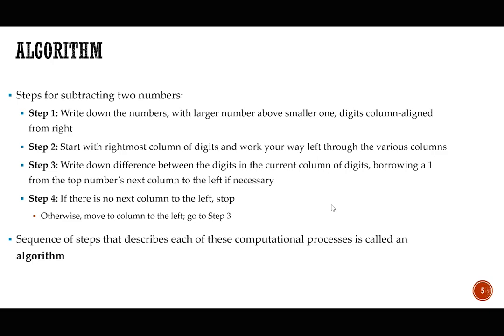So a sequence of steps that describe each of these computational processes is called an algorithm. So this algorithm, what we discussed here, has 4 main steps. And if you follow these steps, then you should be able to subtract 2 numbers. Okay. So remember, a sequence of steps.